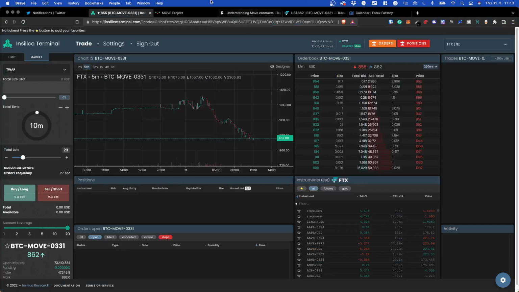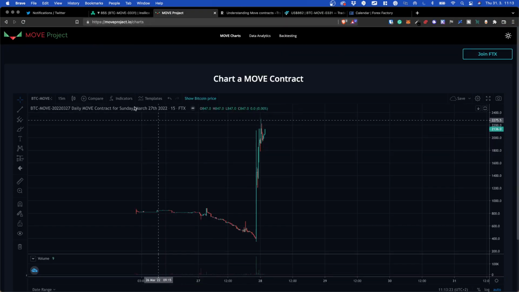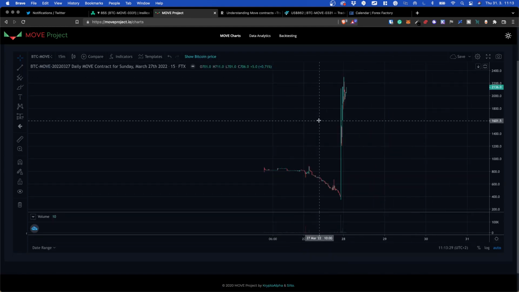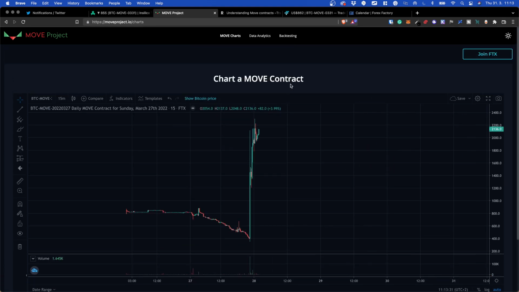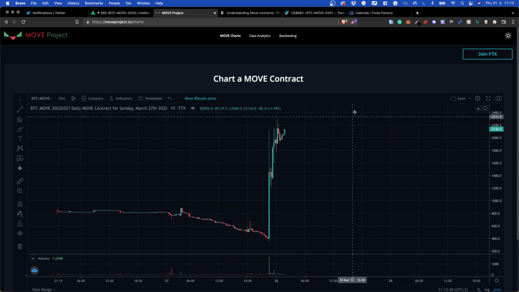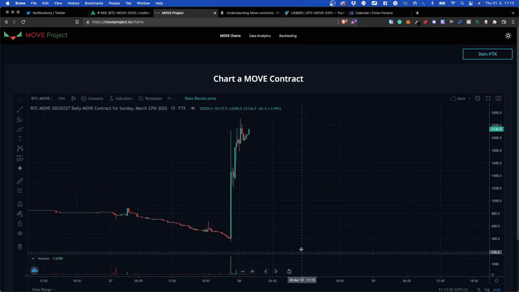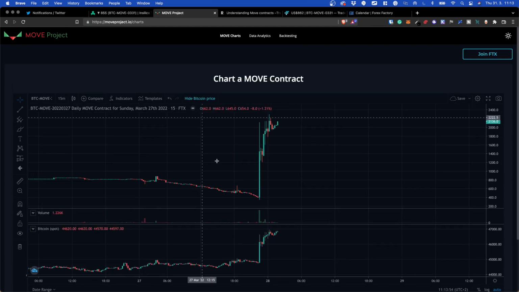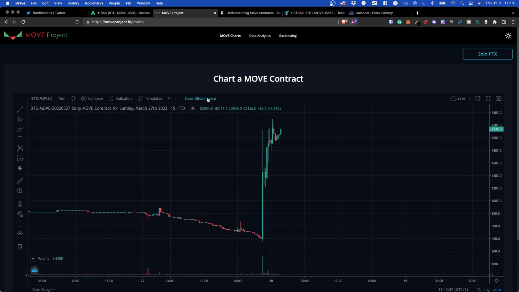Take a look at moveproject.io. You can take a look at every single move contract that ever traded on FTX. If you are a little bit skilled in Python or some other programming language, there is this thing called QuantZone on FTX that lets you export all the move contracts in CSV files, so you can filter out days and stuff like that. But this is a very good resource for any sort of backtesting. You can also see here, for example, the Bitcoin price as well.